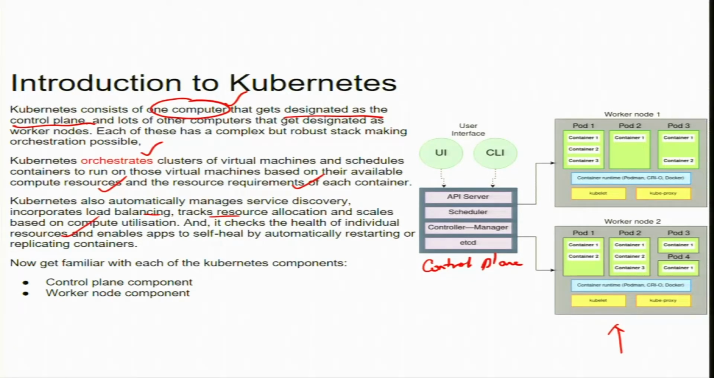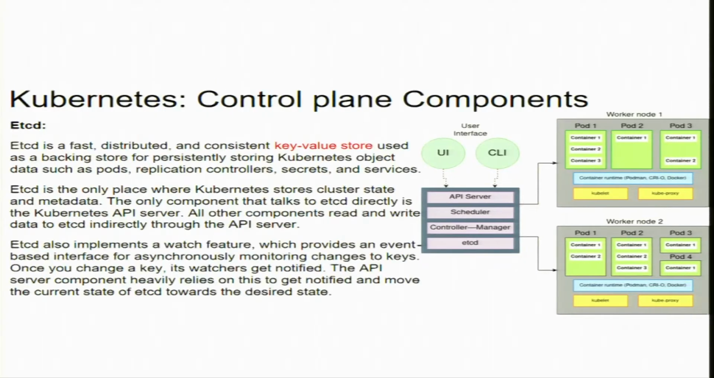and enables the application to self-heal automatically, restarting or replicating the containers. You can get familiar with these Kubernetes components, that is the control plane component, and the other one is called the worker nodes. Now, let us go inside the details of the control plane components, and then we will see the worker node components, which will bring up the complete details of Kubernetes on the platform.